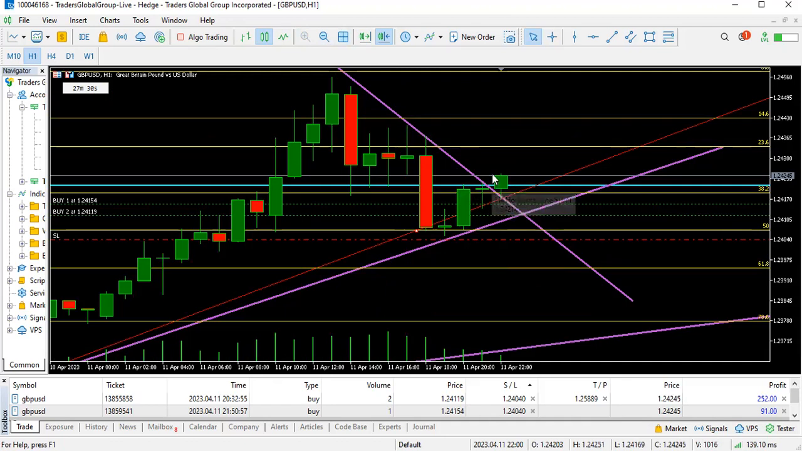Now, by the time it broke this trend line, the price was coming down as a sell, as in a red candle was coming down. So I could sense that the red candle was coming to retest this trend line that was broken. So that's when I entered this second position.